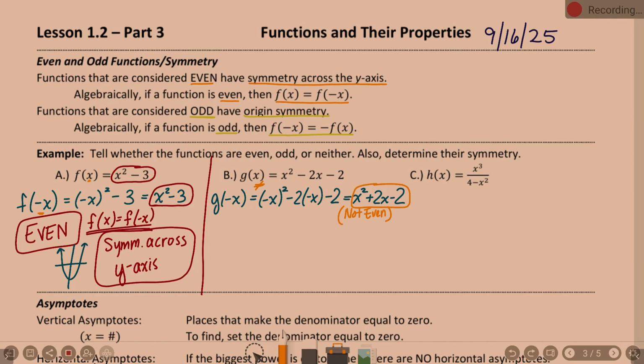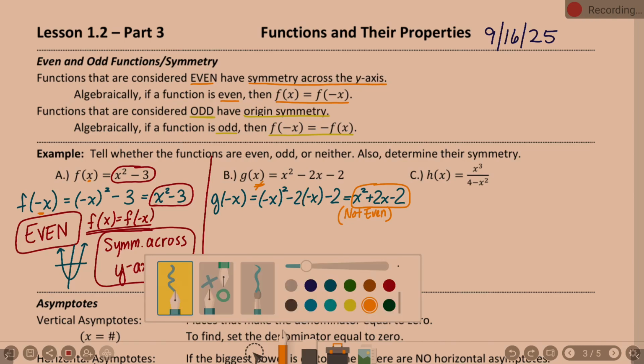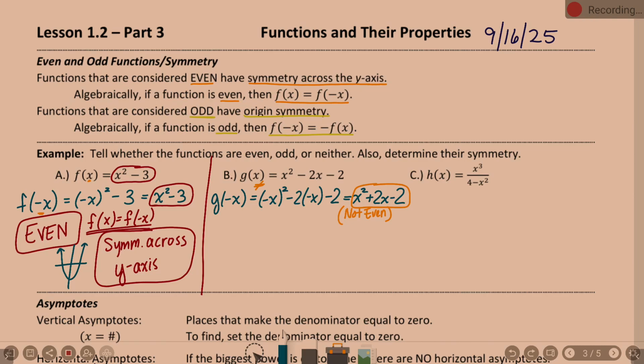Okay, so continue. It failed the even test, so now the odd test. Does f of negative x equal negative f of x? Or in this case, does g of negative x equal negative g of x? Well, what do we already have? We already have g of negative x, yes? Now we need to find negative g of x.